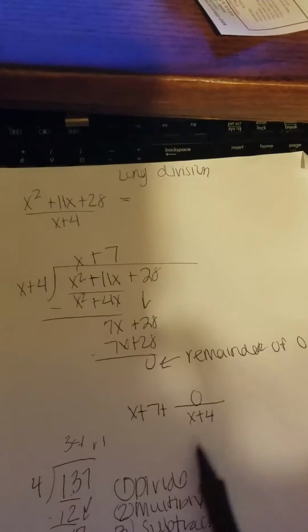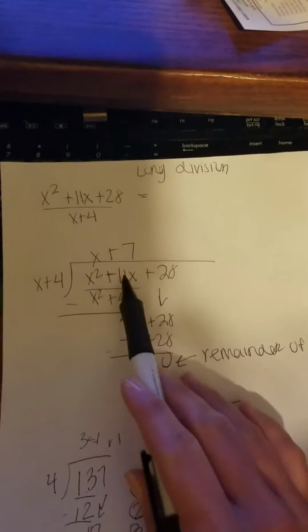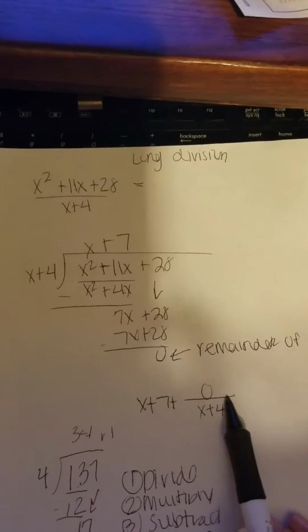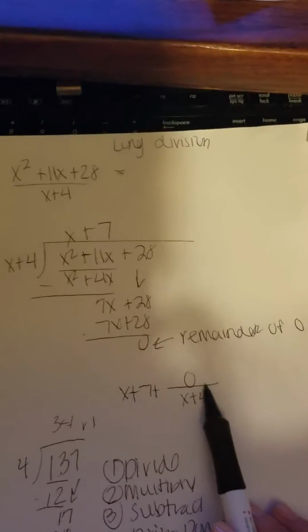So that's why you've got 2 blanks. You've got a blank for your actual quotient, which is the x plus 7, and then a blank for your remainder, which you happen to have a remainder of 0, okay?